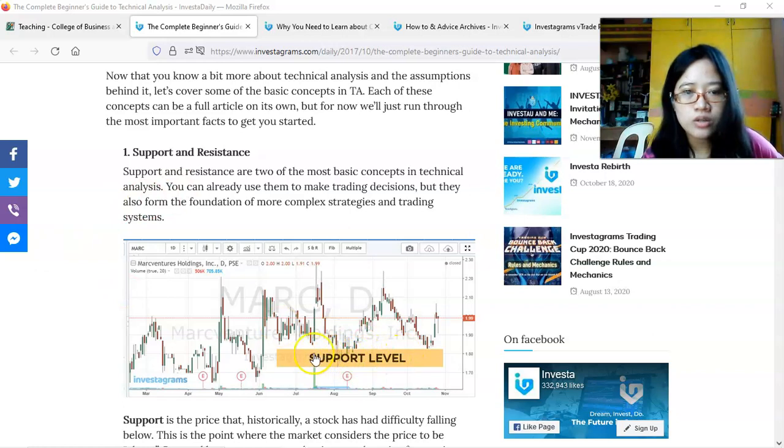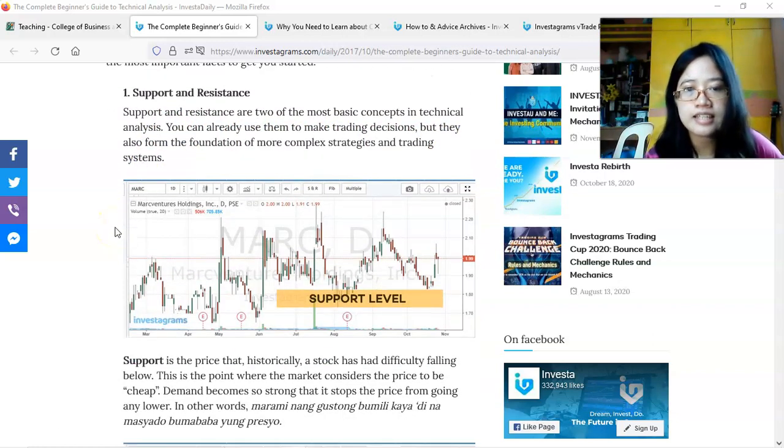Kung mapansin nyo dito, currently, ito yung support level niya. Kasi yung lowest peak niya at that time dito, tapos yung current niya hanggang dito. Although, yung previous periods niya, mas bumaba pa siya, di ba? Pero currently, ito yung support level niya. Alright? Two of the most basic concepts in technical analysis, you can use them to make trading decisions, but they also form the foundation of more complex strategies and trading systems.